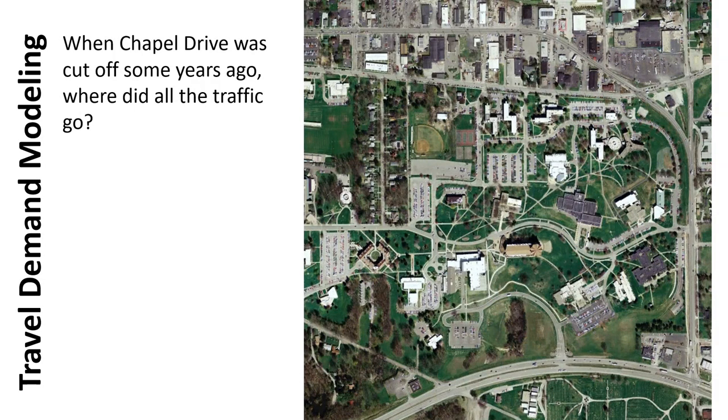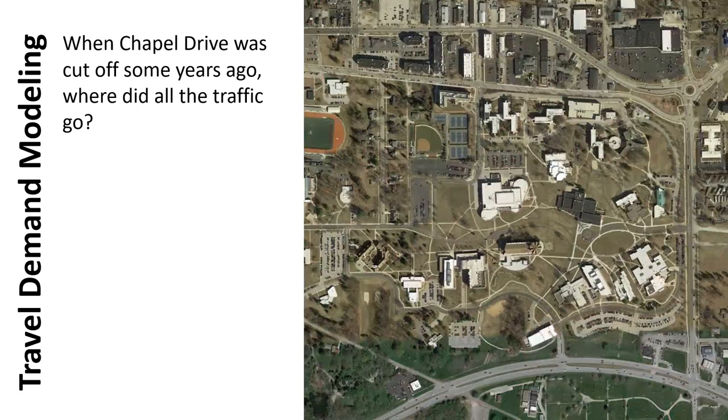Chapel Drive used to go all the way through campus. Here would be an example closer to us. So here's Chapel Drive, back 15 years ago or so. Then they decided they didn't want cars driving through campus anymore, so they cut it off. Now this is what we've got. That's one of the reasons we have weird sidewalks through there: they used to follow Campus Drive. Where did that traffic go? Where do you think it went?